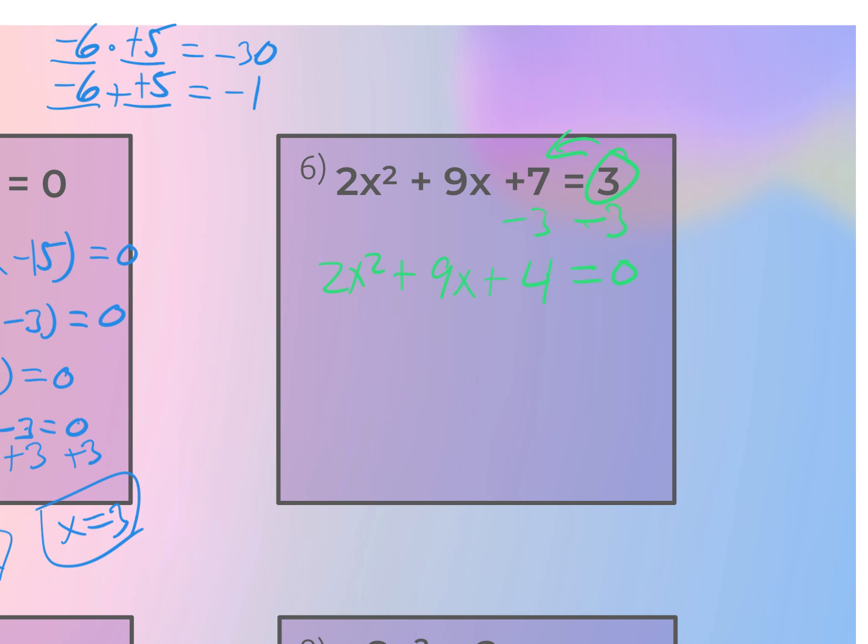I'll make sure I write in a different color. Does that look better? Yeah, I think that looks better. Let me erase this.